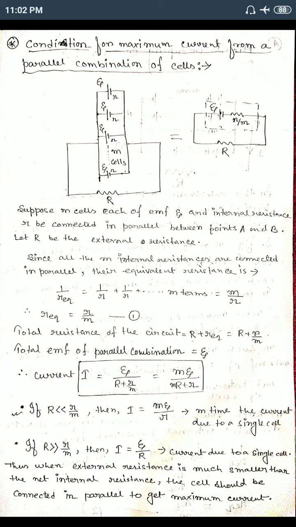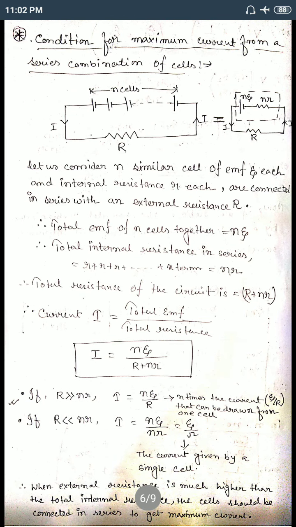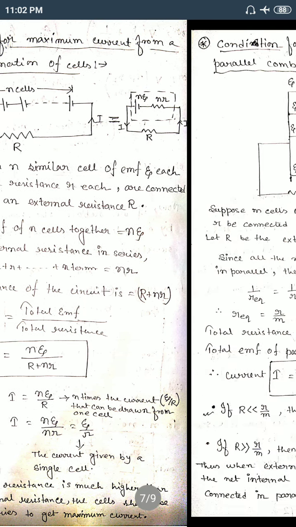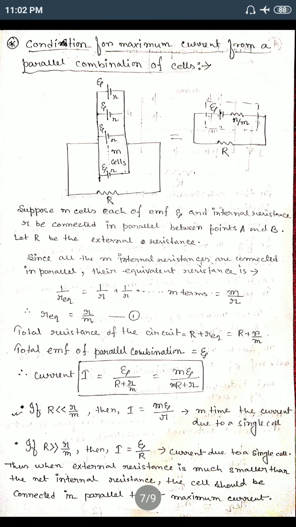So just opposite to the series combination. In series combination, where external resistance is very greater than the total internal resistance, we get the maximum current. And here, when the external resistance is very less than the total internal resistance, we get the maximum current. I hope it is clear now.